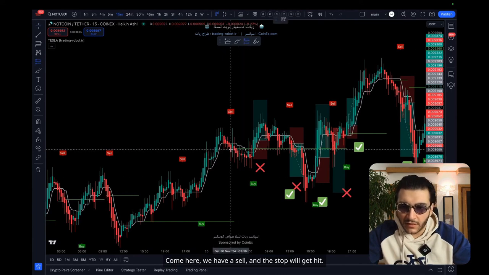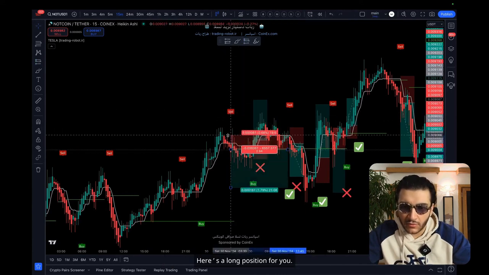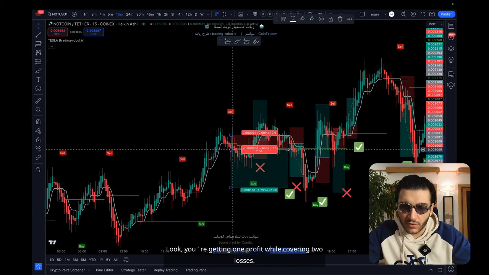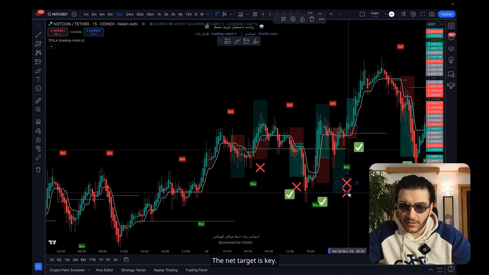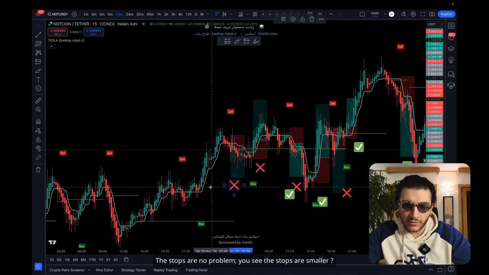Come here. We have a sell, and the stop will get hit. Here's a long position for you. Look, you're getting one profit while covering two losses. Now, in the end, we'll sit together and calculate the net result. The net target is key. The stops are no problem. You see the stops are smaller.